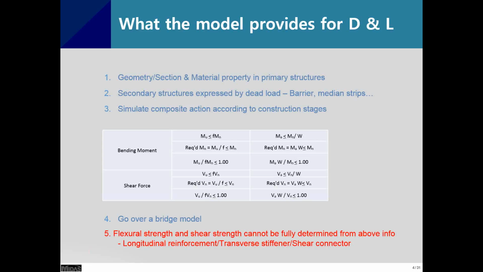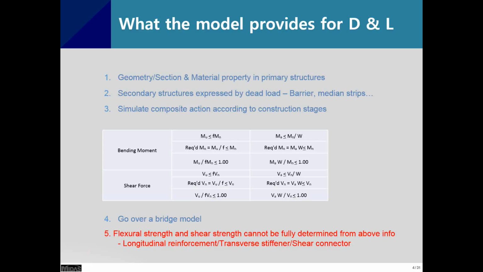And also in terms of dead load, such as barriers or median strips, so secondary structures expressed by dead load, those are already defined in the steel composite bridge widget, so you don't really need to define them when you're doing the design check.